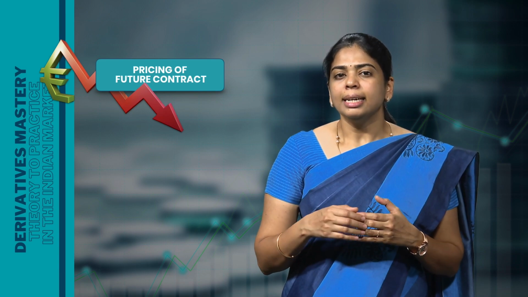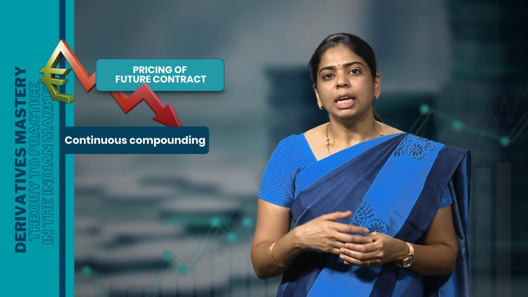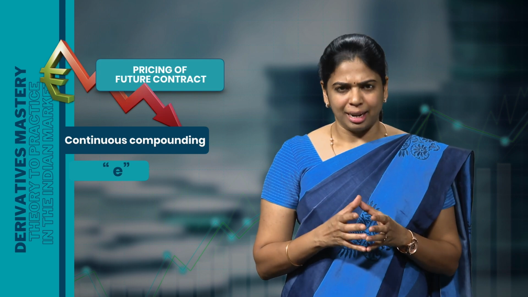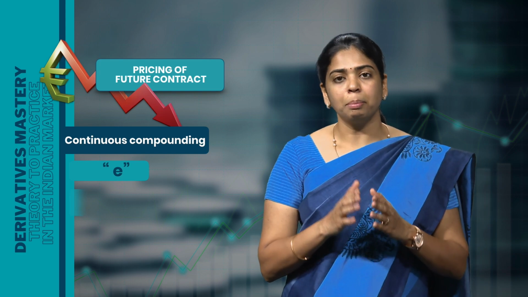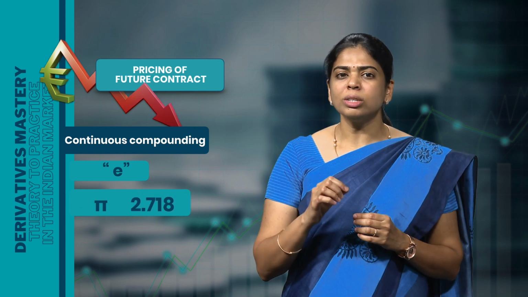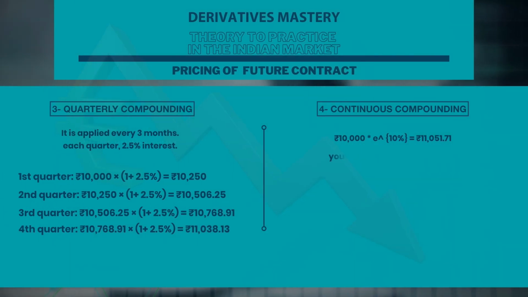Now, let's imagine the interest keeps building every second. So, this is called continuous compounding. In this case, we use a special number called e. Now, e might sound a bit technical, but don't worry, it's just a constant like pi. So, the value of e is approximately 2.718, and it shows up a lot in math representing exponential growth. So, 10,000 into e to the power 10% gives us 11,051.71. So, your money grows to 11,051.71. So, it's the highest amount, but as you can see, it's only a little more than quarterly compounding.